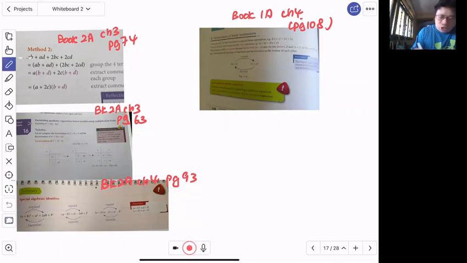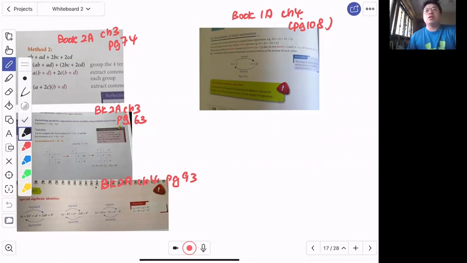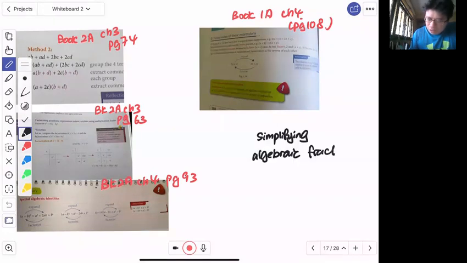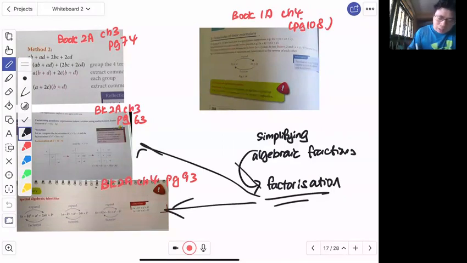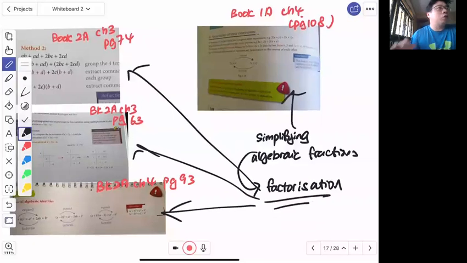So, types of factorization. I think by now you realize that we are doing two types of business here. Okay, let me just turn off my WhatsApp. Sorry. So we are doing so-called simplifying of algebraic fractions here, and it involves a lot of things. The first step is to do factorization, and there are so many types. So I just want to run through again.